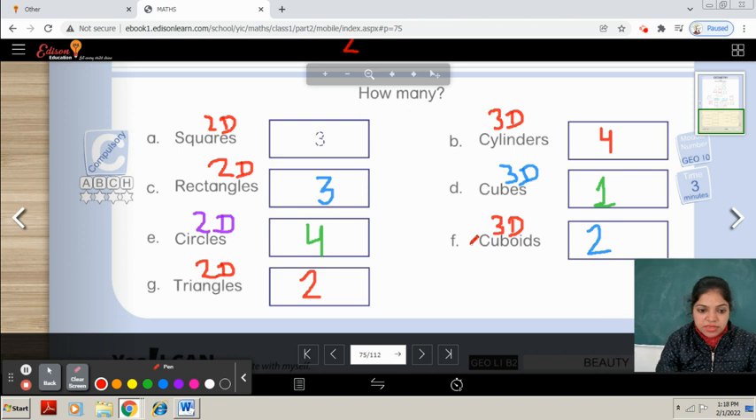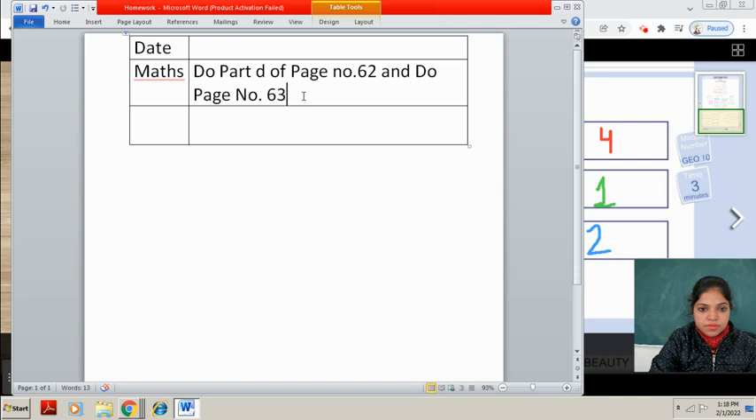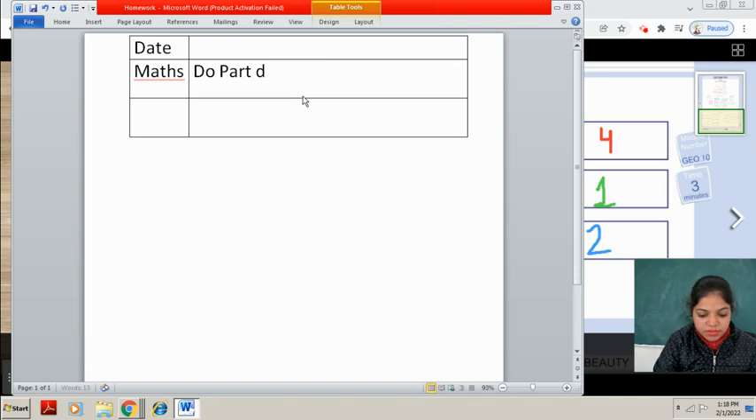Take out your diaries. Write down the date and write down the homework. Do page number 76. Okay. Write down the homework, students. Have you written the homework?